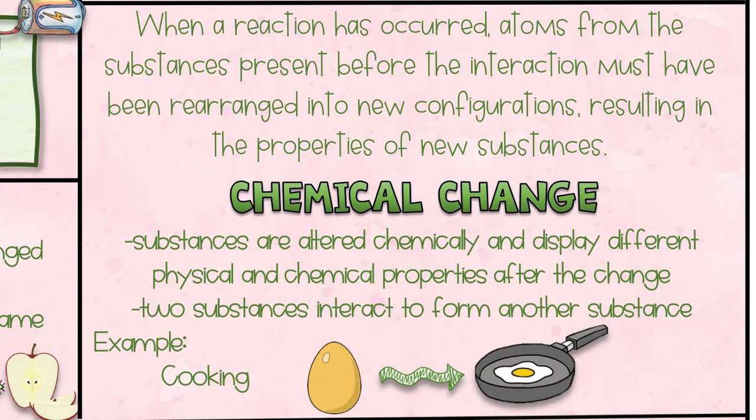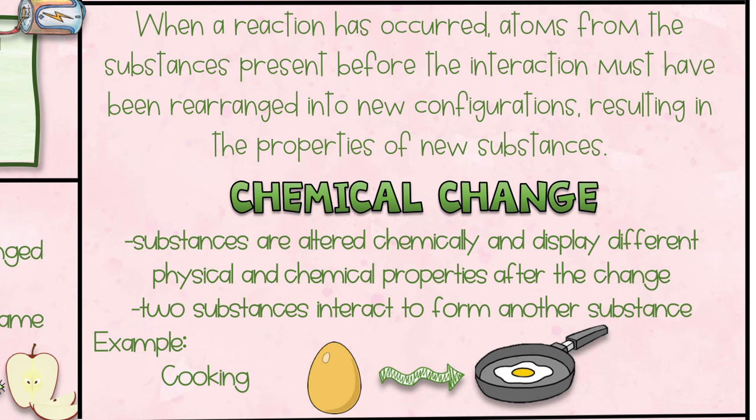On the other hand, chemical changes occur when substances are altered chemically. They display different physical and chemical properties after the change. For example, cooking. In this case, two substances interact to form a new substance.